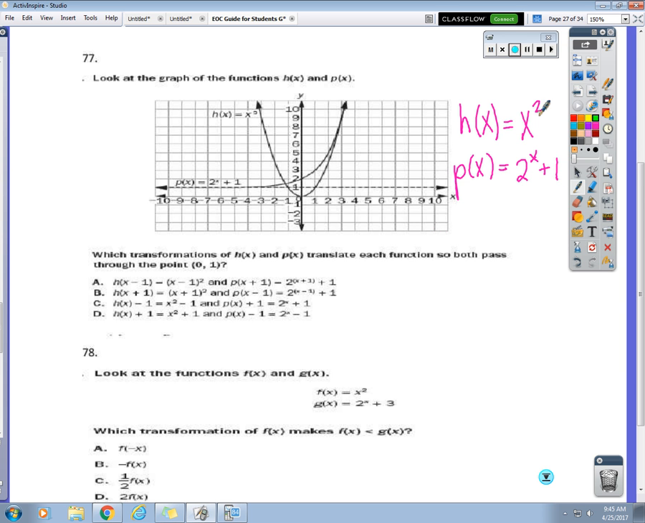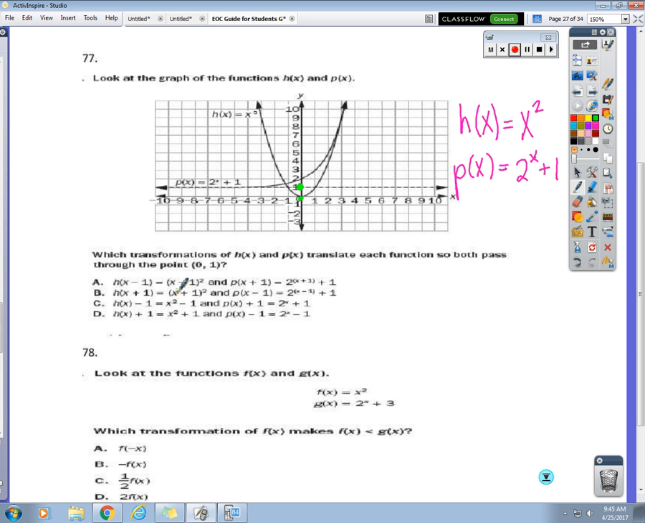So they're wanting to know what you would need to do to these things to get them to both hit the point 0, 1. Well, to get the parabola to come up and hit that, what would you have to do? Think about it. If you want this parabola that currently sits at 0, 0 to come up and sit at 0, 1, what would you have to do to the parabola? Add 1 if you want it to come up 1.